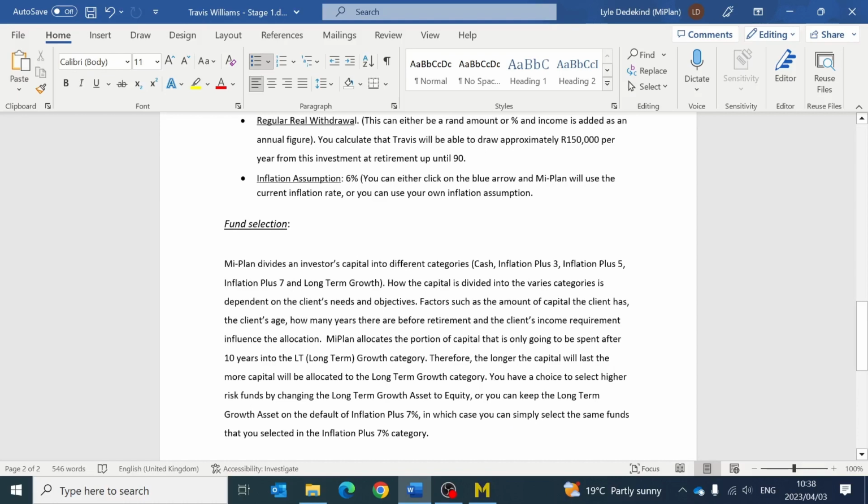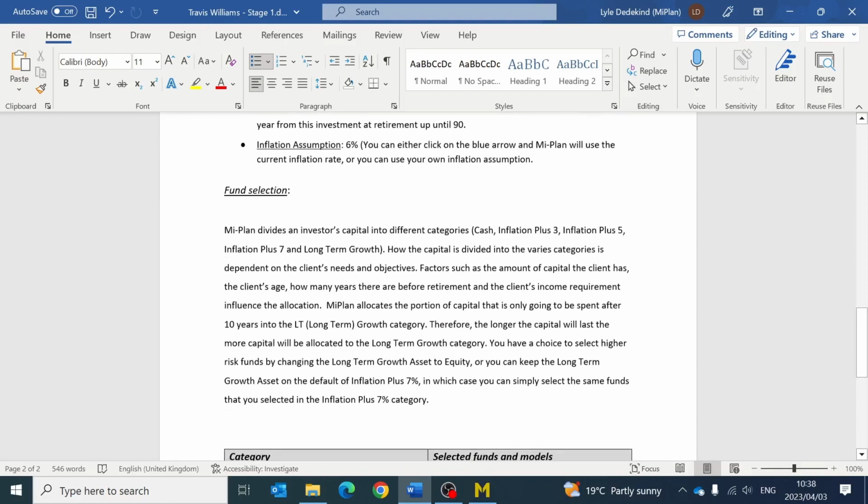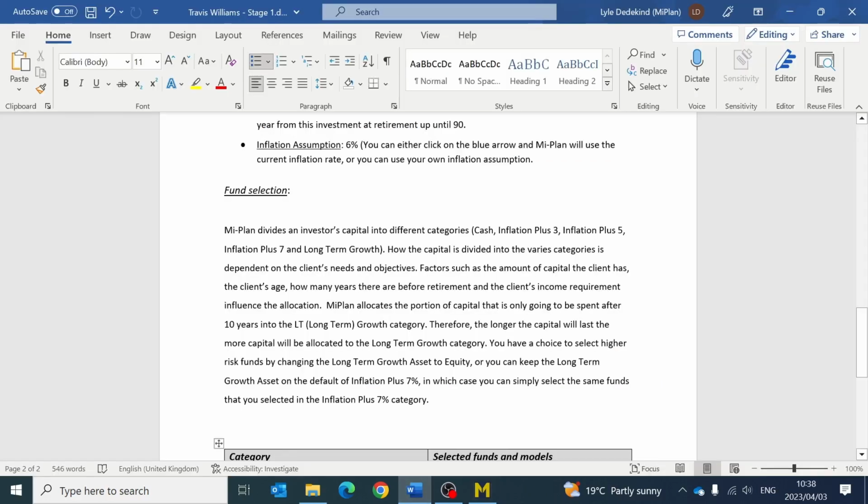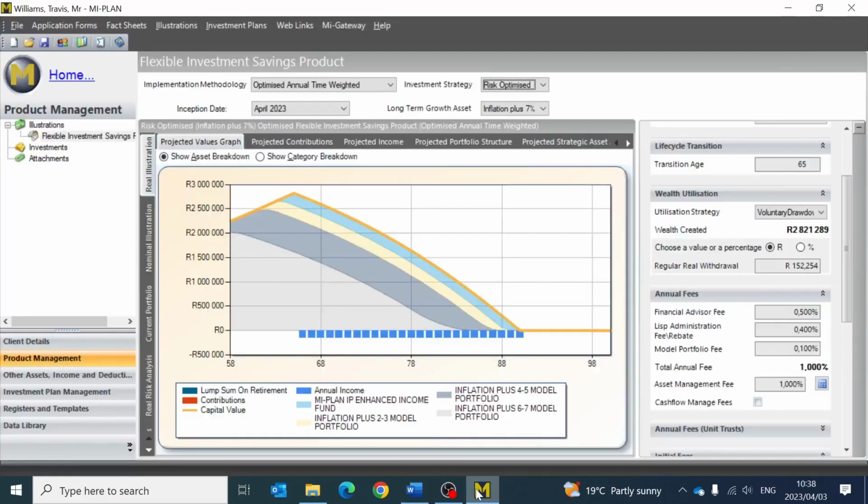All right, let's look at the fund selection. But before I get into that, let's first have a look at this inflation plus 7, so long-term growth asset. So it's important to understand what that means. Let's quickly read that. Right, so MiPlan divides an investor's capital into different categories. So that's cash, inflation plus 3, inflation plus 5, inflation plus 7, and long-term growth. So let's have a look at that quickly.